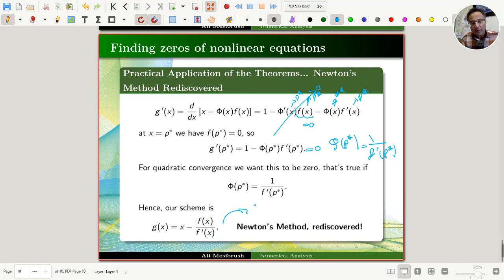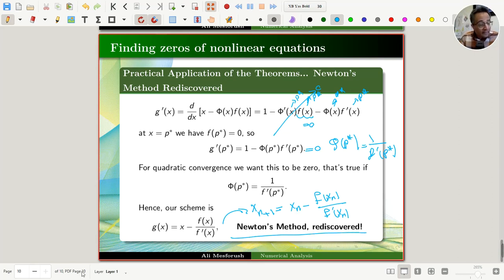Now here, if you define a sequence like this, x n plus 1 equal to x n minus f of x n over f prime of x n, look at this sequence. Isn't it familiar to you? Exactly. This is, in fact, the Newton sequence for finding the root. In fact, we derived the Newton method again, but with a new approach.